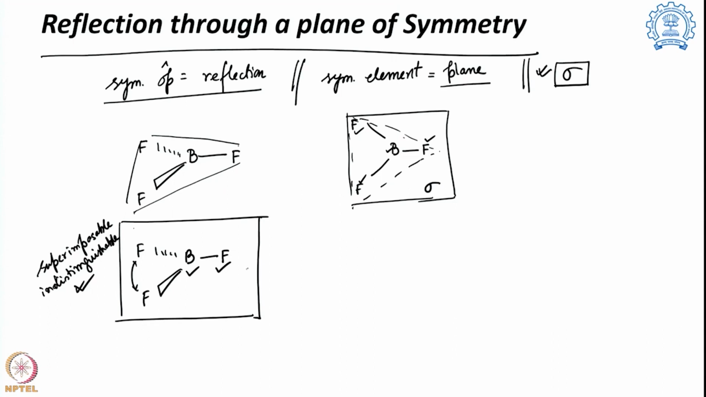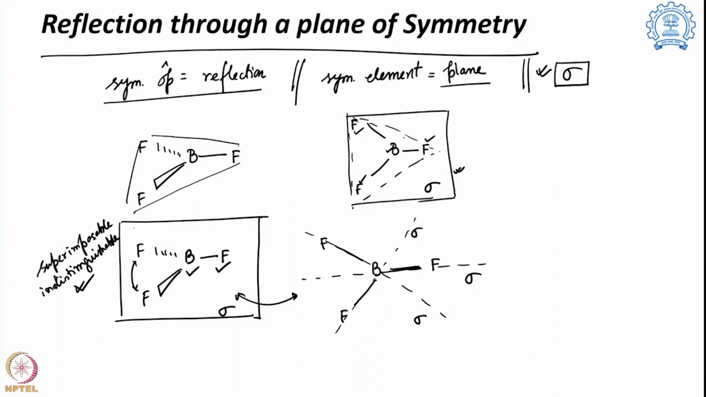Now how many such planes of symmetry will be present? If I draw with this particular orientation, where I am looking from the top view of this molecule, this is the plane of symmetry I am talking about, this one. Now I can have 3 of them because it can go through each of the BF bonds. So I will have 3 different sigma planes, and there is one other. So in total I have 4 sigma planes. One is the plane of the molecule itself, and 3 of them are perpendicular to the plane of the molecule, going through one of these BF bonds.